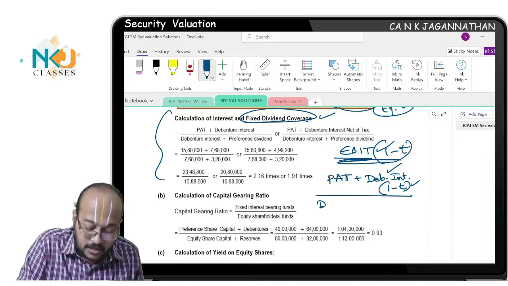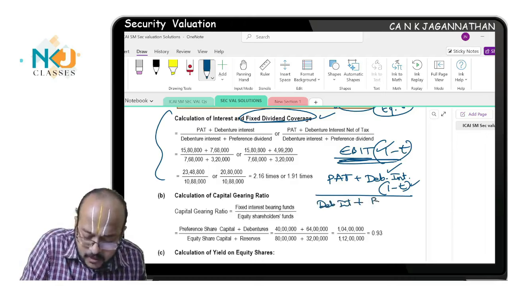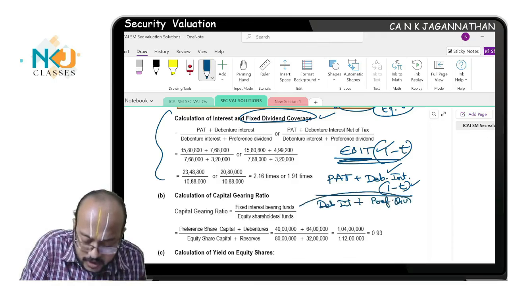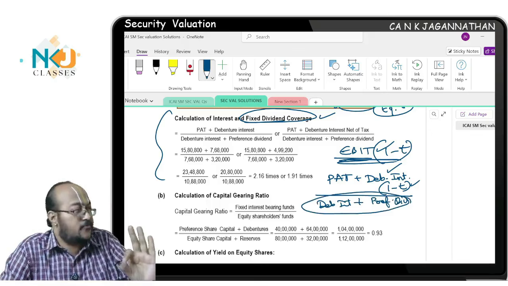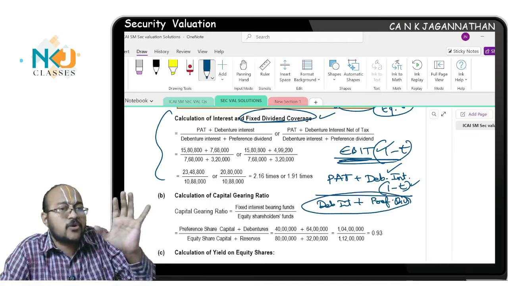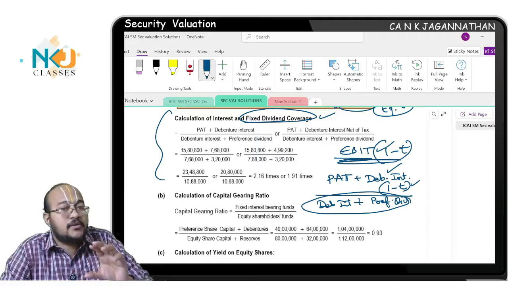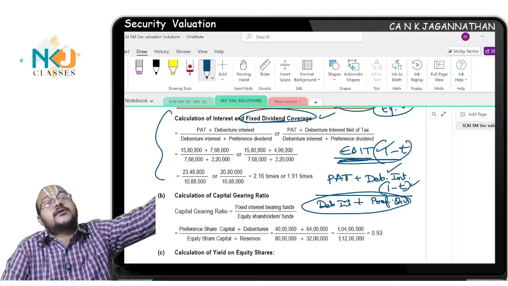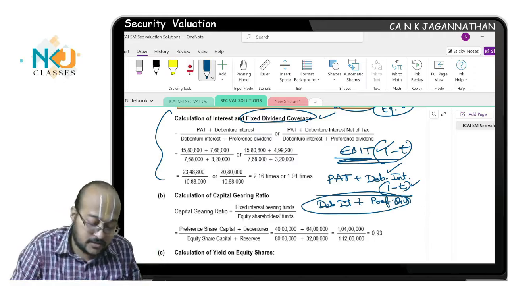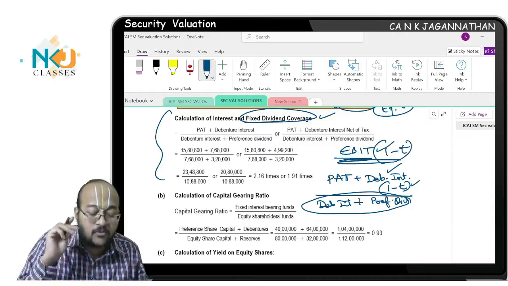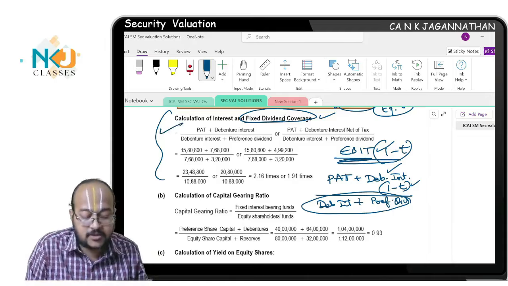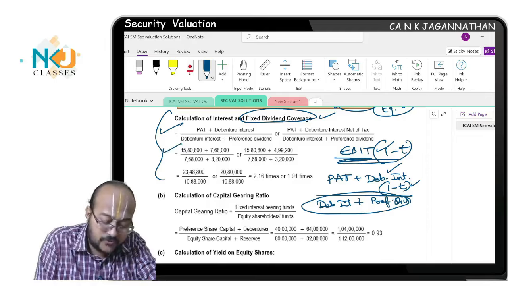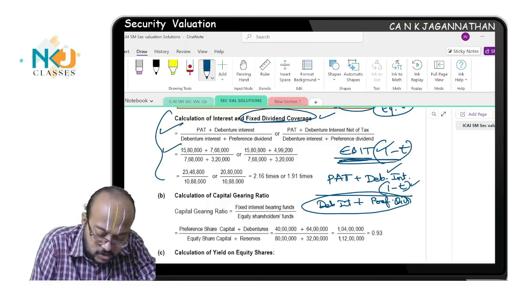This is divided by debenture interest plus preference dividend, which gives you the coverage ratio. You need to find the net profit, but from net profit you remove the tax effect. In the denominator, you see how much of the interest and dividend is getting covered by the net profit. This ratio is the interest and fixed dividend coverage ratio: PAT plus debenture interest divided by debenture interest plus preference dividend. You compute 15,80,000 plus 7,60,000 divided by 7,68,000 plus 3,20,000, and you will get the ratio.